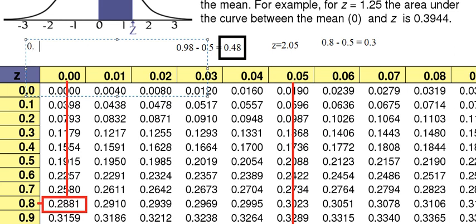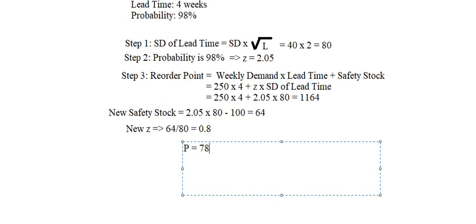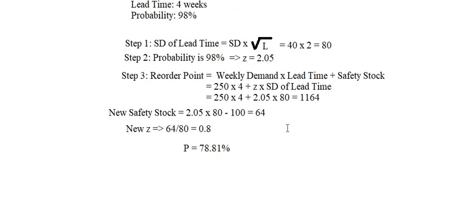We put 0.5 here, and the number we just found in this situation, so 0.5 plus 0.2881, and we get 0.7881, or 78.81%. The answer for the question here is B, equal to 78.81%, and this is the final answer. That's the end. Thank you for watching.